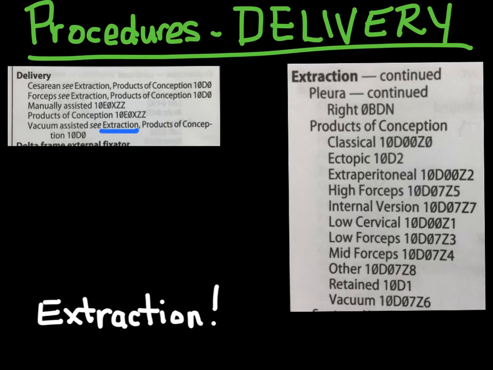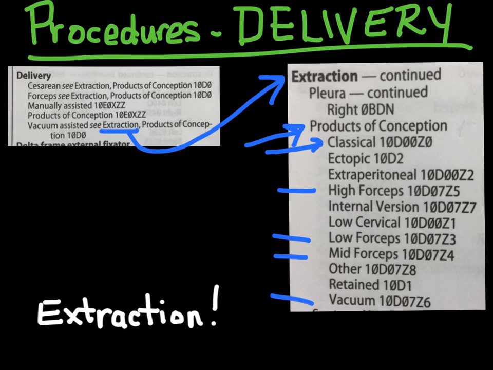Looking at the alphabetic index under the main term of extraction, because that's where it tells us to go, please note that the deliveries that you will find are listed under the subterm products of conception. Again, this will be considered your body part value, products of conception. Here you will find subterms for a classical C-section, and for those deliveries that use forceps or vacuum assistance.